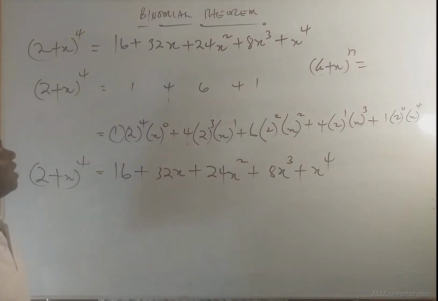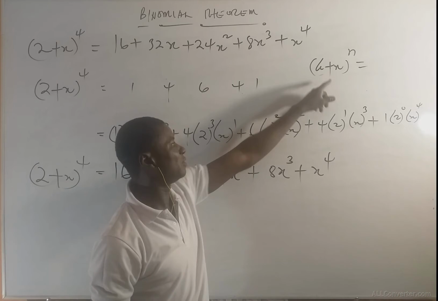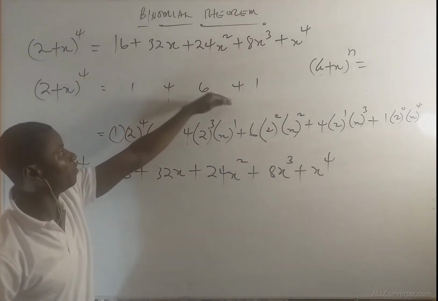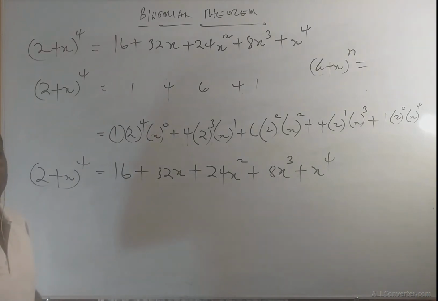So if you are asked to use the binomial theorem to expand, then you are supposed to use this formula. But you can cross-check with the constant coefficients, and you are getting the same thing. So in general, that is how you apply it.